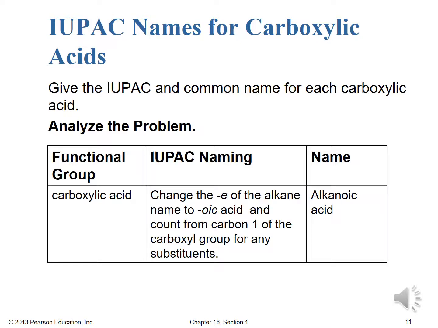So first, we'll analyze the problem. We notice that for the first, A, the only functional group is the carboxylic acid group. For B, we have the carboxylic acid group, an aromatic ring, and a chloro group. But in either case, the carboxylic acid is the highest priority group, so we change the E from the alkane name to oic acid, and then count from carbon 1 of the carboxylic acid for the straight chain form to account for any substituents, and the name would be an alkanoic acid. Sorry about that. Alkanoic acid would be the scheme for the naming there.